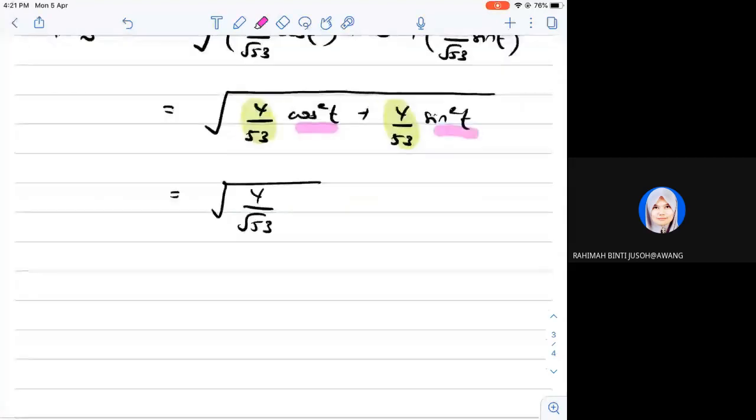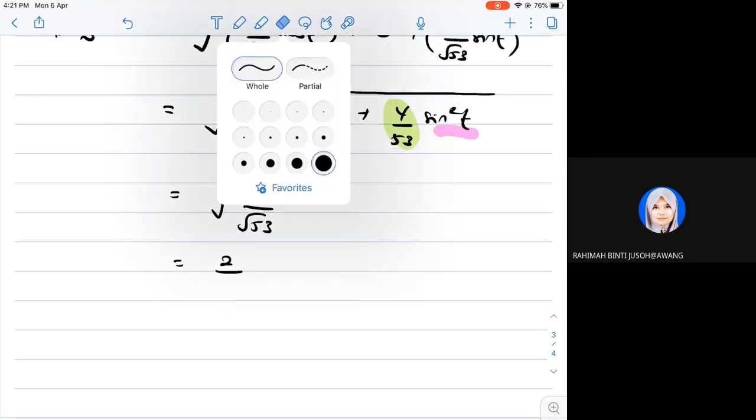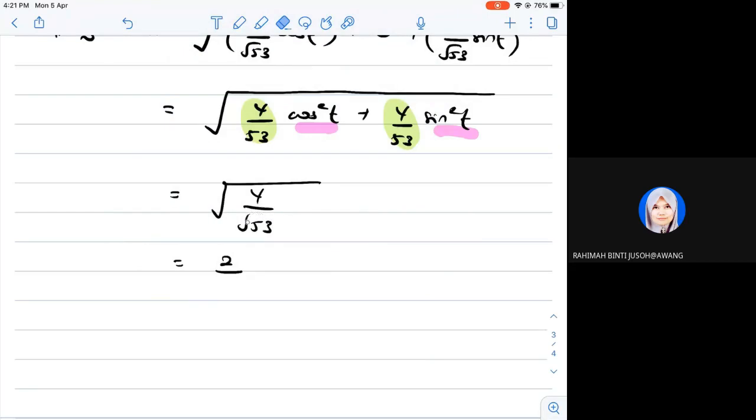Okay, so now if we simplify this one, we will get 2 over, this one has no square root sign, sorry. The square root isn't there. It was a bit long like that. So if I simplify again, it becomes 2 over square root 53.